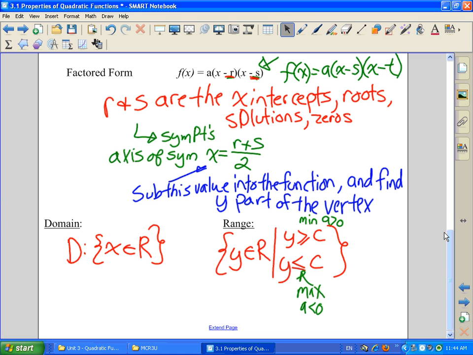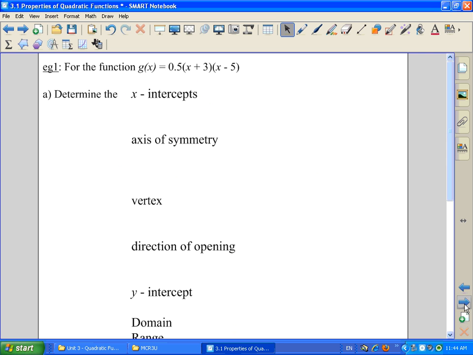All right. Okay, let's take a look at an example on the next page. Again, please come and see me if you're not sure about any of these terms or the mathematics I've done here today. All right, example 1. For the function g of x equals 0.5 times (x plus 3) times (x minus 5). Again, I always say, hey, what form is this in? So it's factored form.